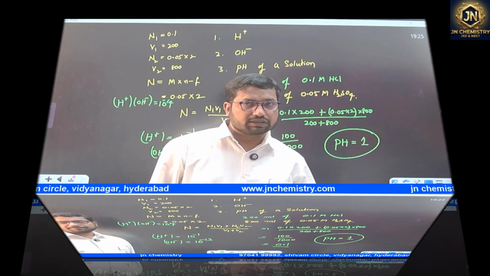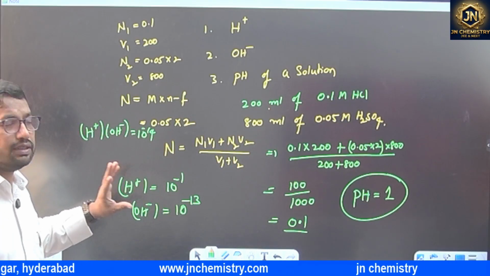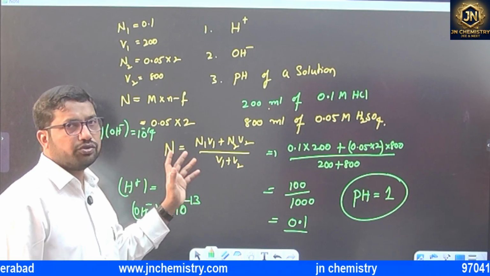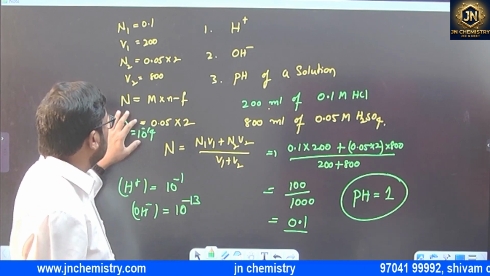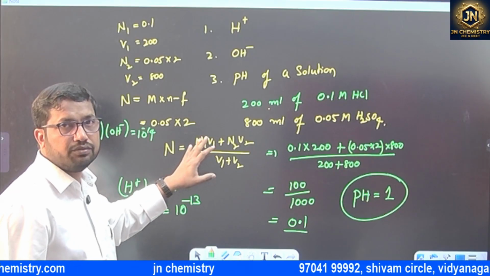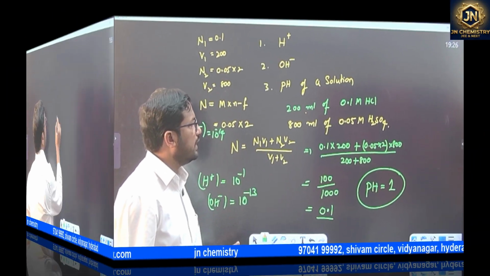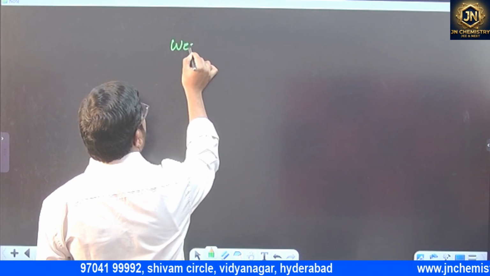Solve it. The next important thing: whenever a mixture of strong acids comes, to avoid confusion you can go with the normality. Normality equals molarity into N factor. If they are giving the normality directly, there is no need to convert; we can take it directly like this. Next, weak acid, calculation of weak acid.